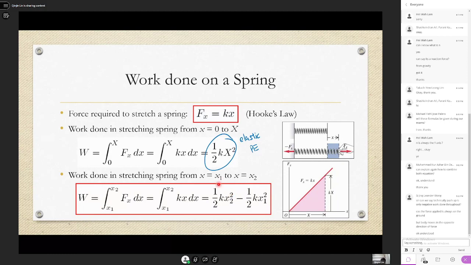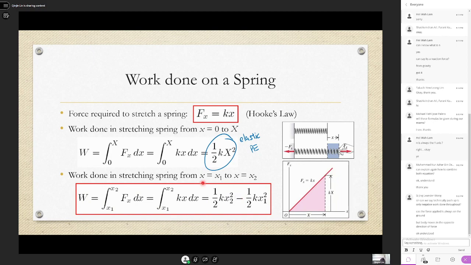So work done in stretching a spring from x1 to x2. You just put x1 and x2 here, the lower and upper limits. To solve it, you're going to get half k times x2 squared minus x1 squared. So this is the elastic potential energy at position x2, and this is the elastic energy at position x1. So the difference in energy must be the work done you supply to this system.